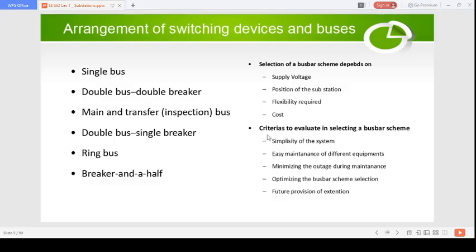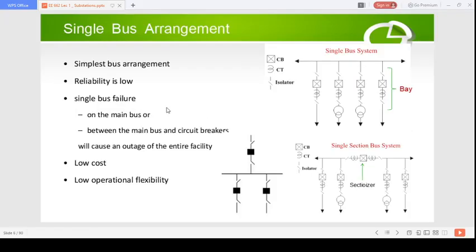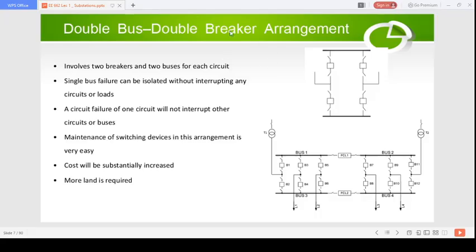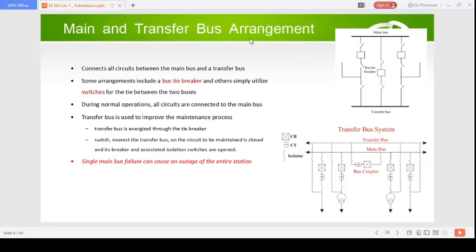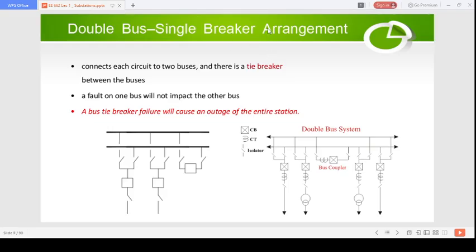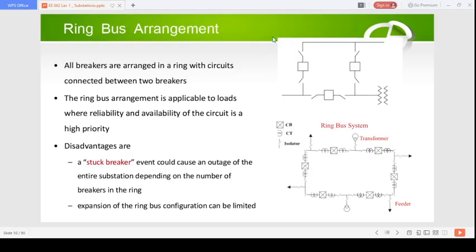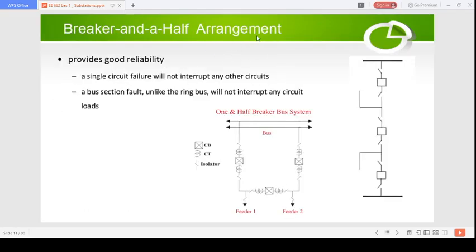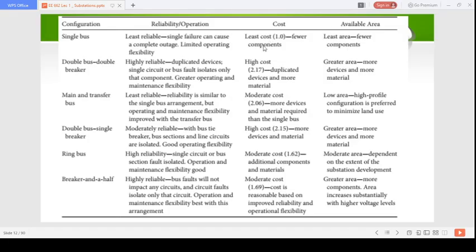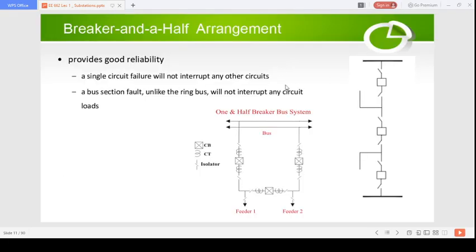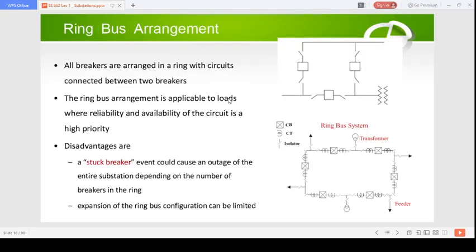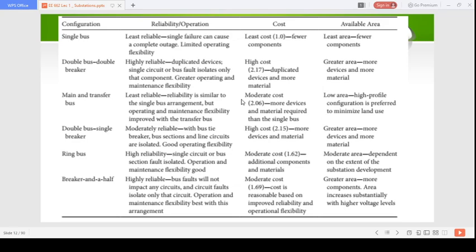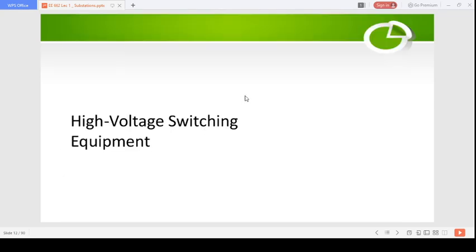We also discussed the different substation arrangements like single bus arrangement, double breaker arrangement, main and transfer bus arrangement, double bus single breaker arrangement, ring bus arrangement, breaker and half arrangement, and so on. You have all the descriptions here as well, but since I discussed them in the introductory session, I am not going to go through them again.